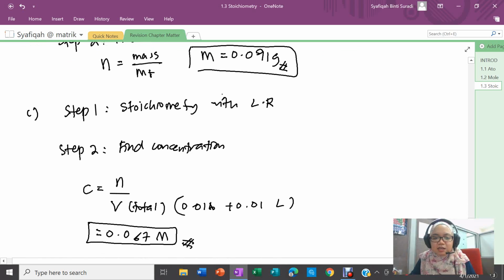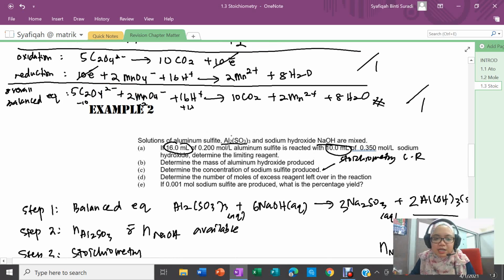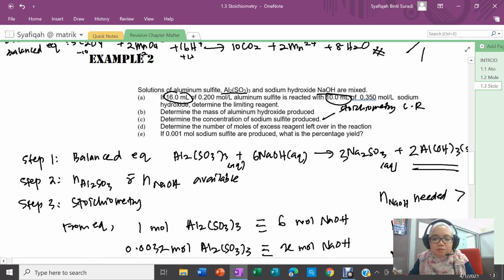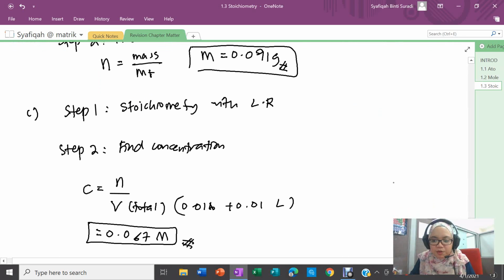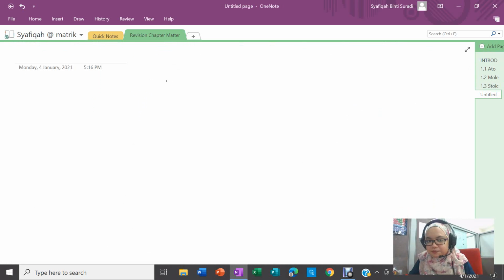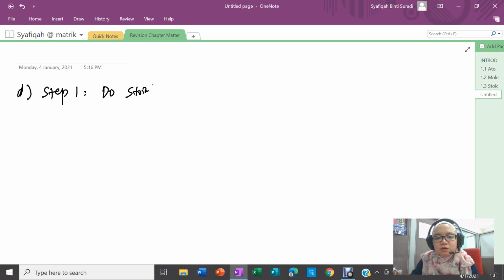Okay, sekarang ni dia nak tanya kita. Soalan D, dia kata, determine the number of moles of excess reagent left over in the reaction. Okay. Alamak, tak cukup page. It's okay, I add one more page. Okay. So, dekat sini, apa yang awak kena buat untuk soalan D ni, sama juga. Step 1, you have to do stoichio with limiting reagent.